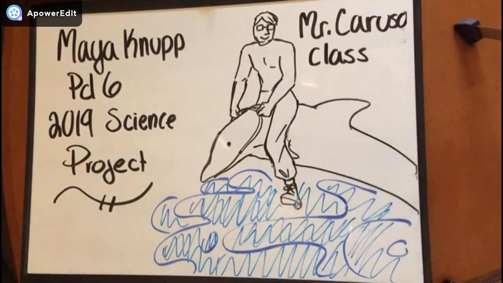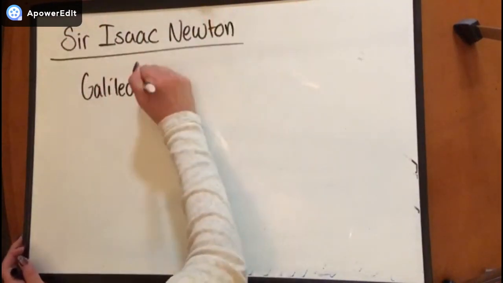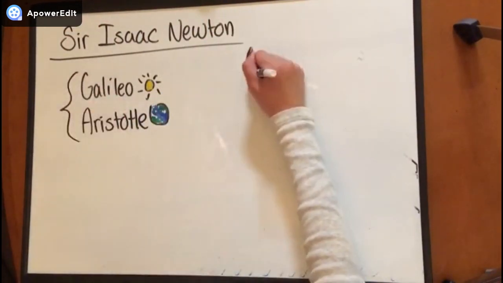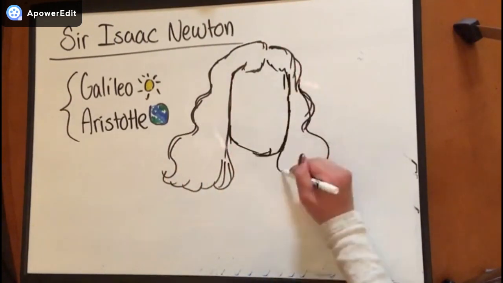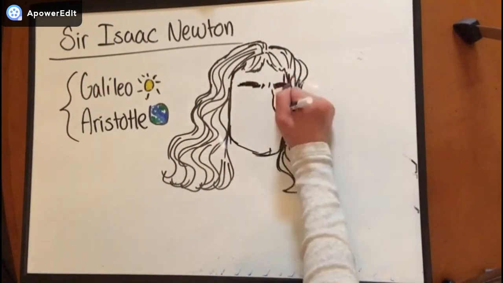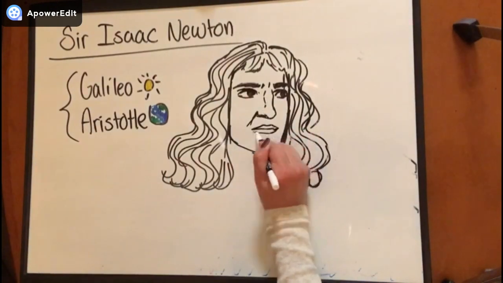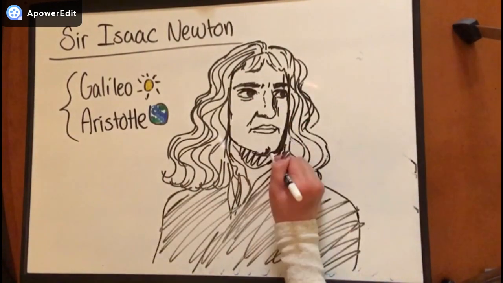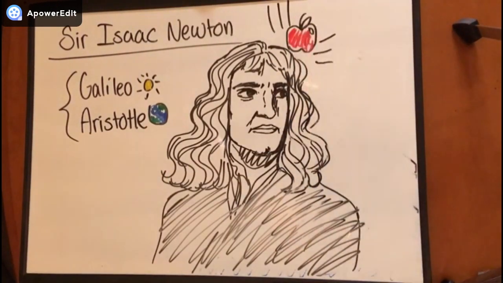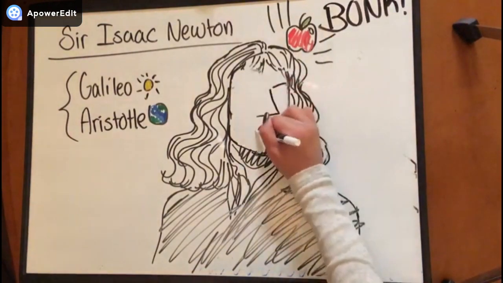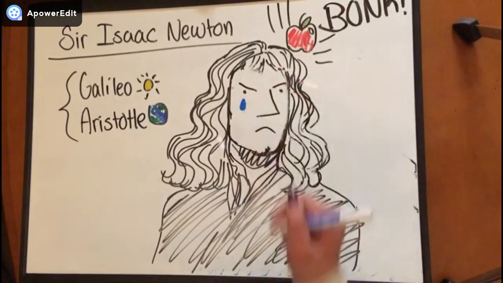Caruso's class. There once was a man called Sir Isaac Newton in the 17th and 18th century. He was an incredible scientist who built off the ideas of Galileo and Aristotle. While sitting down on a hill, an apple fell down from the tree above him. Believe it or not, he was a very intellectual man, as you could tell.